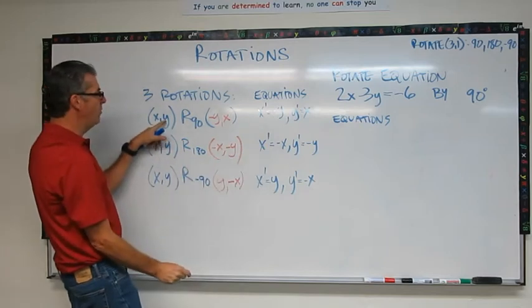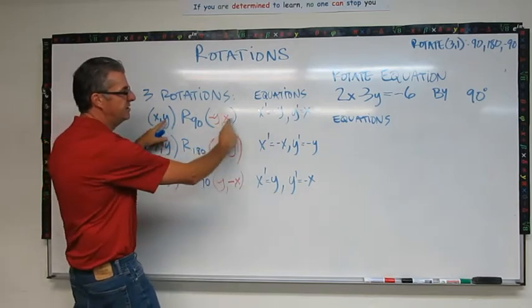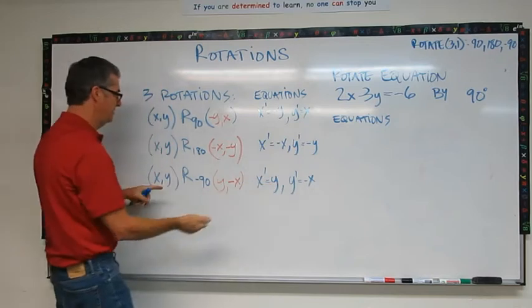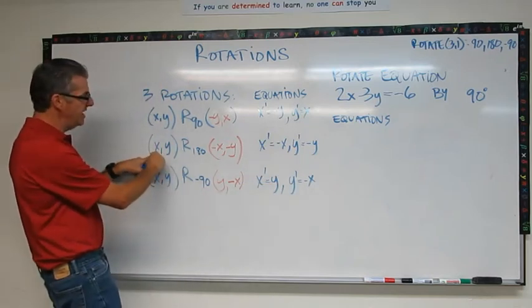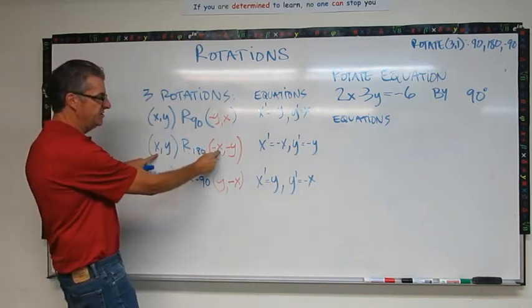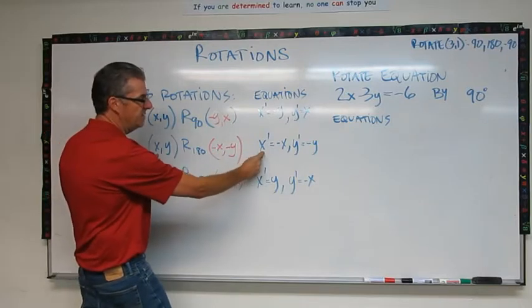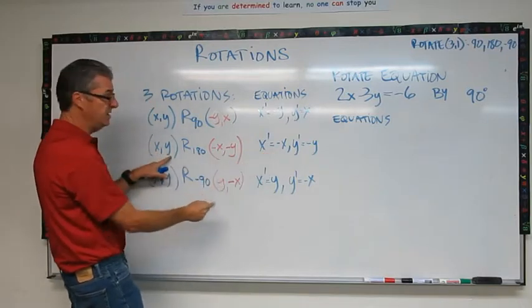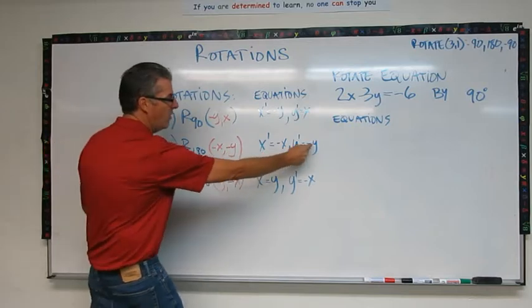And the same for my y. What's it going to be? It turns into an x. So y prime is just x. Same thing here. What happens to my x when I rotate 180 degrees? It just goes minus x. So x prime is minus x. Similarly, y prime is negative y.